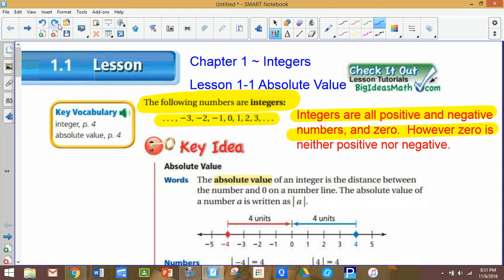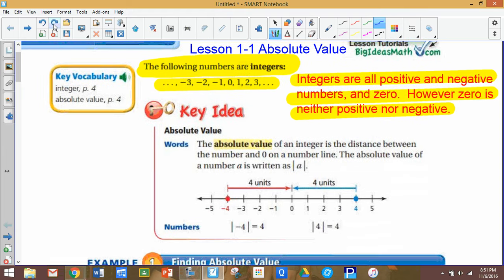But the definition of integers is all positive and negative numbers and 0. However, 0 is neither positive nor negative. 0 is special, okay? It is an integer, but it is not positive nor negative. Okay, so today we're going to be talking about absolute value.